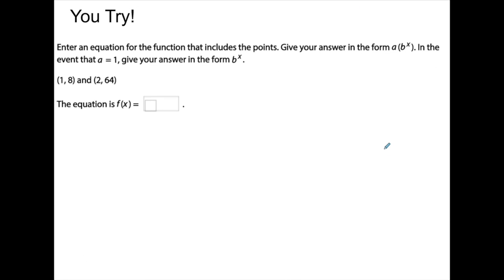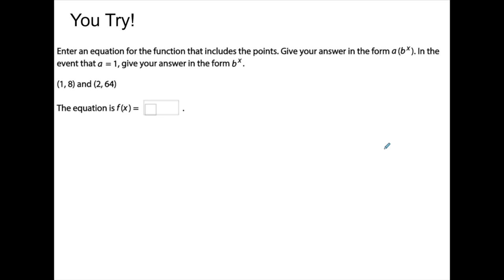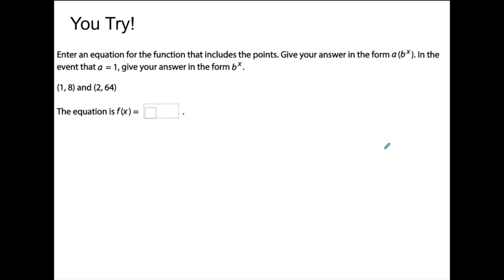All right, your turn. So now I'm going to give you 2 points. They're sequential points. Using those 2 points, what I want you to do is to create a function in the form f of x equals a times b to the x. Here, our points are (1, 8) and (2, 64). So go ahead, pause the video, solve it, and then when you're ready, unpause, and you can see what I got.